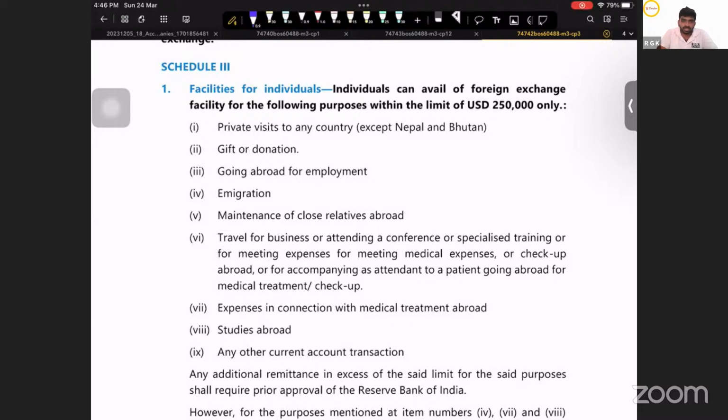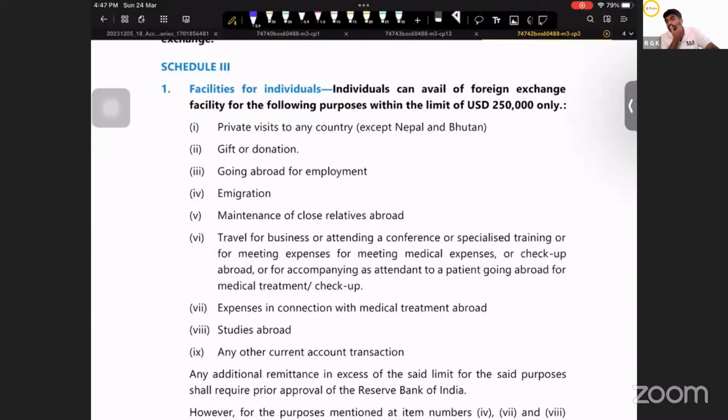with respect to point 7, that is medical treatment, with respect to point 8, that is studies abroad. Suppose the actual expense for immigration, medical treatment or studies abroad is beyond $250,000. If it is for immigration, you are permitted to draw foreign exchange according to the laws of that particular country, without any prior approval of RBI. You can draw in excess of $250,000 also, if the country of your immigration requires you to do so.